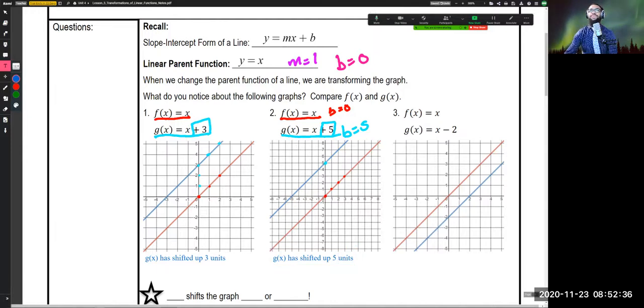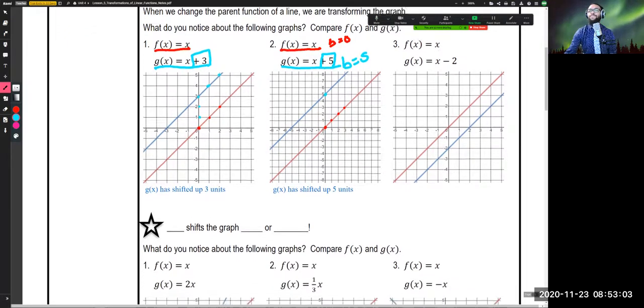Now, when we look at number 3, I don't even think I need to tell you all what's going on. In number 1, we see +3 and it shifted up 3. In number 2, we see plus 5 and it shifted up 5. Number 3, I don't think I have to tell you. I think y'all are going to be catching on here soon. If not, go ahead and ask me, what is number 3 doing? Look at the parent function and then look at the transformed function and tell me what's happening.